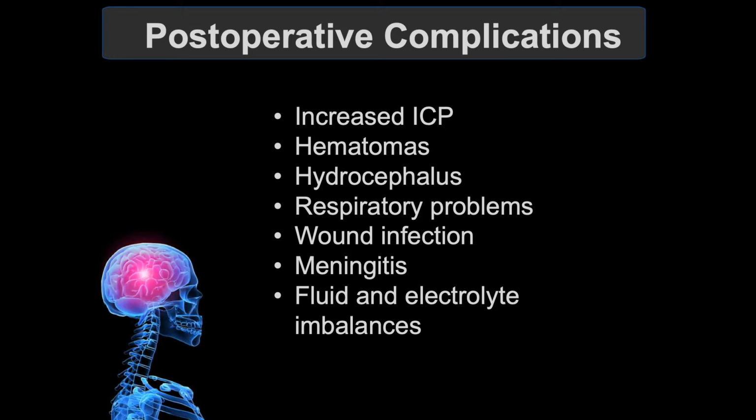Diabetes insipidus is most often seen after supratentorial surgery, especially procedures involving the pituitary gland or hypothalamus. It is the failure of the posterior pituitary gland to release antidiuretic hormone, or ADH, which leads to the failure of the renal tubules to reabsorb water.